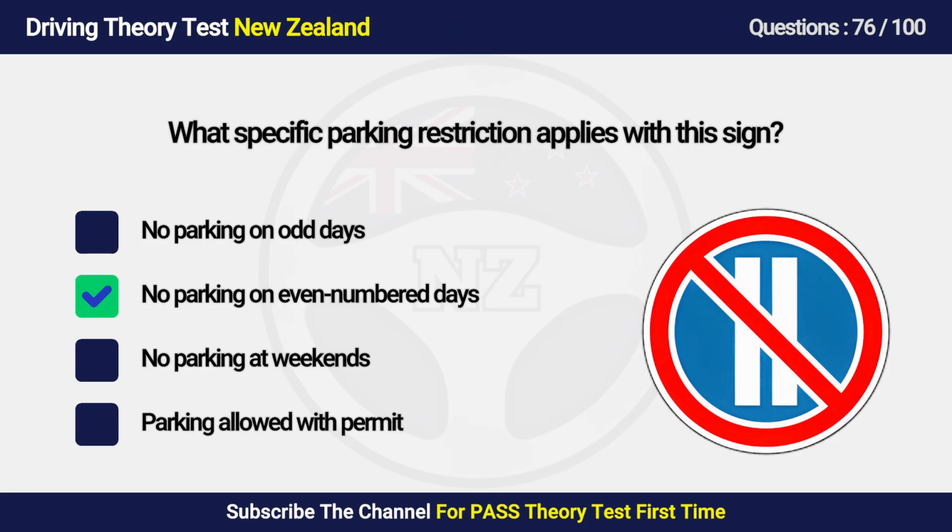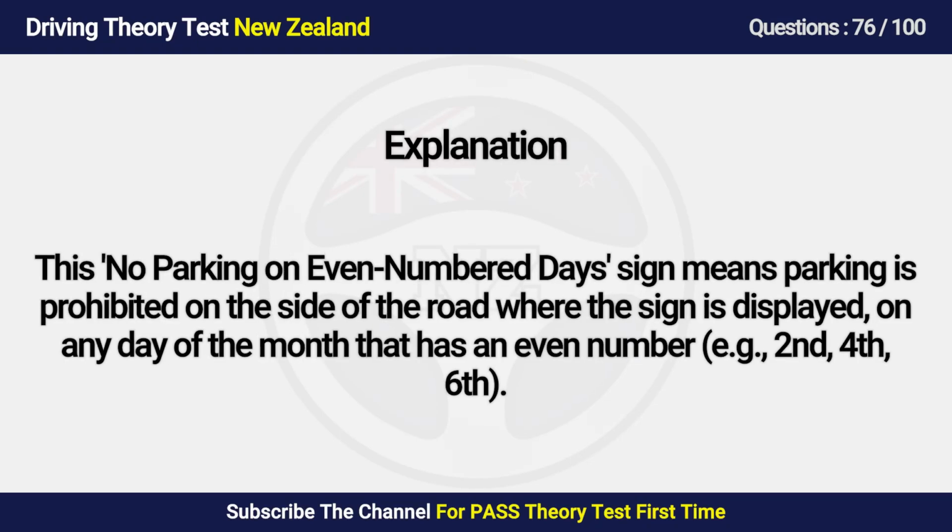Answer is B. No parking on even days. This no parking on even days sign means parking is prohibited on the side of the road where the sign is displayed, on any day of the month that has an even number, e.g.